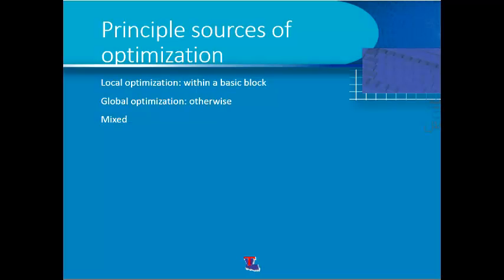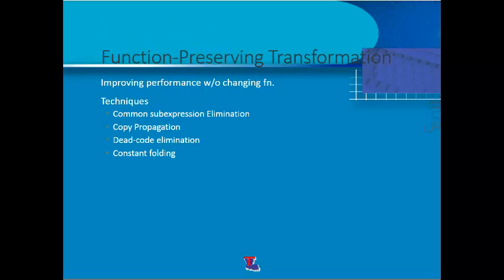Okay, so there are basically three principal sources of optimization. Among them are local optimization within a basic block, global optimization, and mixed. Let us discuss function preserving transformation. Function preserving transformation is to improve the performance without changing the function. The common techniques used for function preserving transformation are common subexpression elimination, copy propagation, dead code elimination, and constant folding.